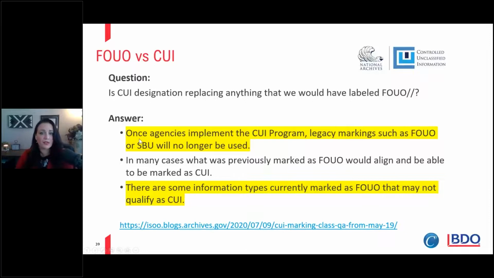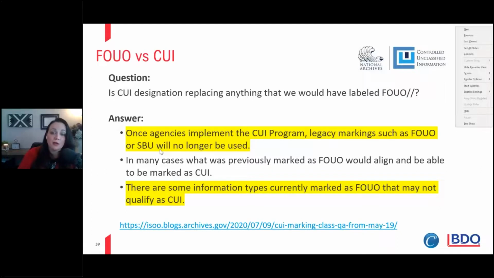So FOUO versus CUI. Is the CUI designation replacing anything that we would have labeled as FOUO? I'd insert the word automatically, which we've already covered. And we already know the answer from the DOD instruction is no, this is not an automated process. Once agencies implement the CUI program, legacy markings such as FOUO or SBU will no longer be used. In many cases, what is previously marked as FOUO could potentially align and be able to be marked as CUI, but there are some information types currently marked as FOUO that won't align and qualify as CUI.